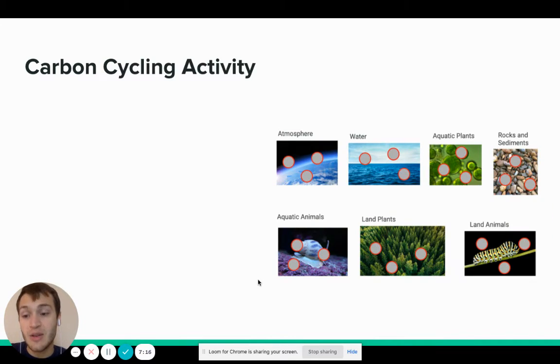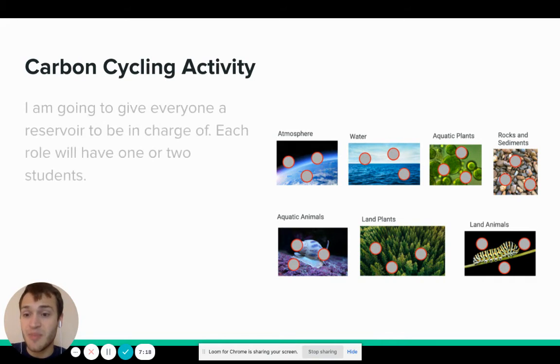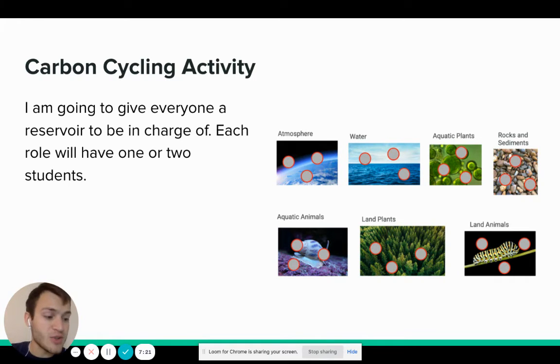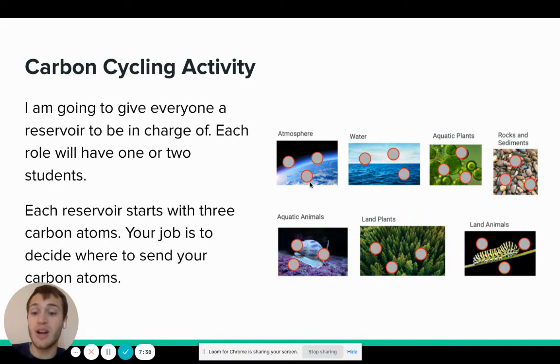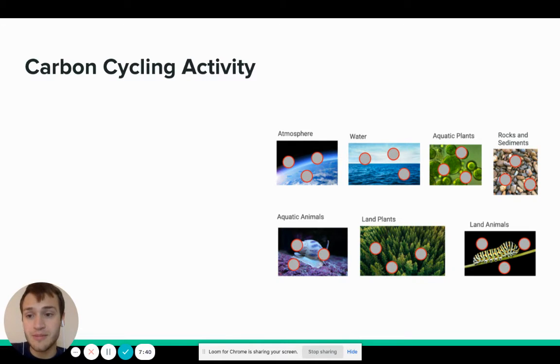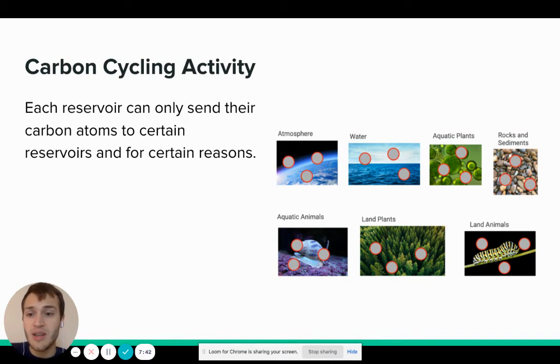So we did a carbon cycling activity where each of your classmates was in charge of one reservoir: the atmosphere, water, aquatic plants, rocks and sediments, land animals, land plants, or aquatic animals. And each reservoir starts with 3 carbon atoms. Their job was to decide which other reservoir they should send their carbon atoms to. And each reservoir can only send their carbon atoms to certain reservoirs and for certain reasons.